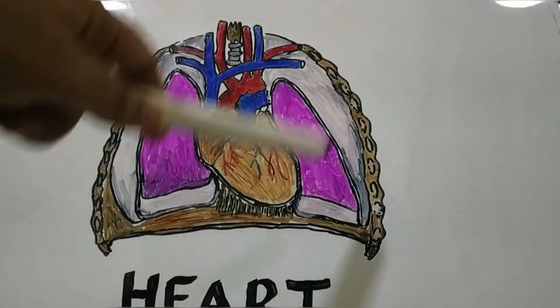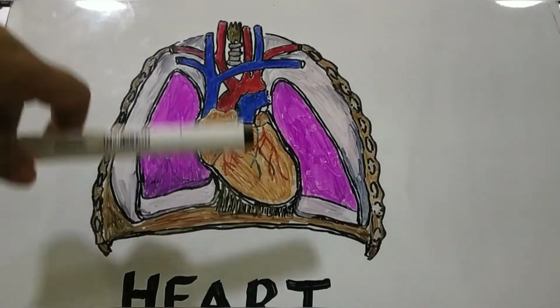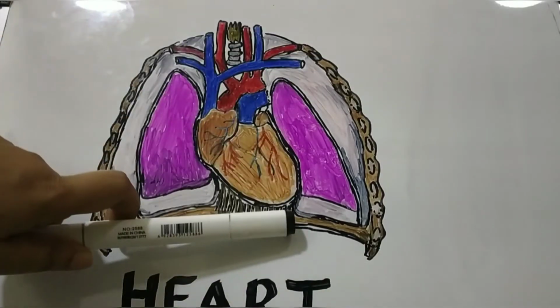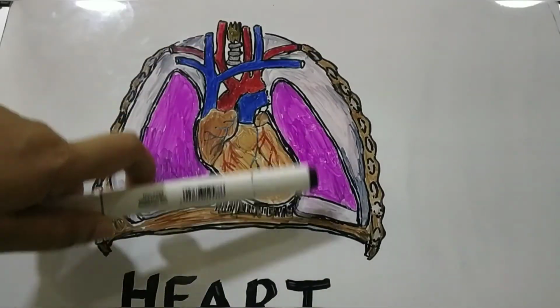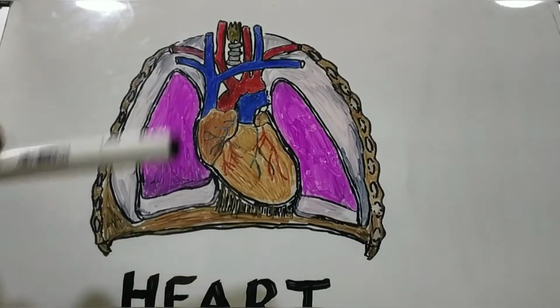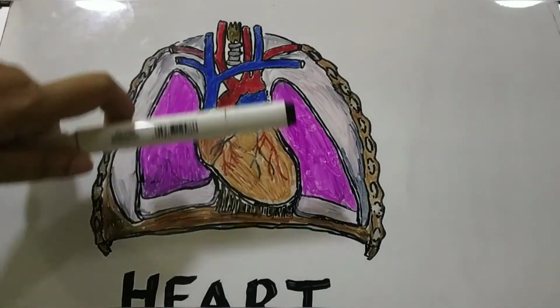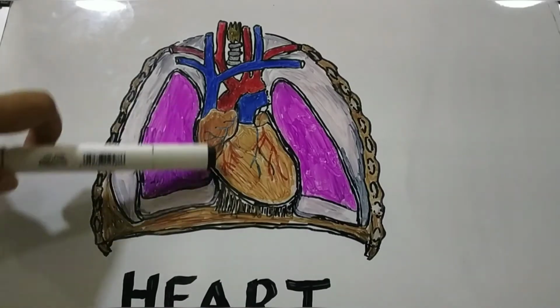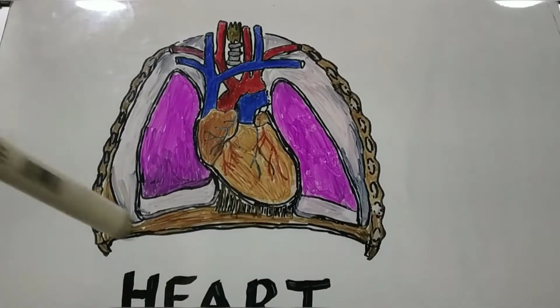So these are the surfaces of the heart and it has got 4 borders, an upper border, an inferior border, a left border and also a right border. So these are the 4 borders of the heart.